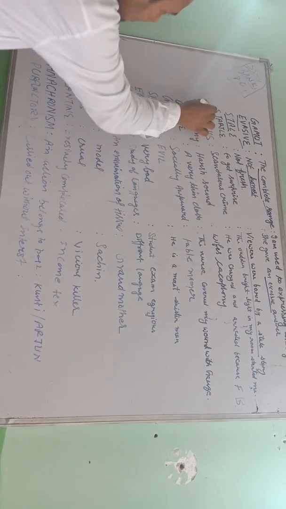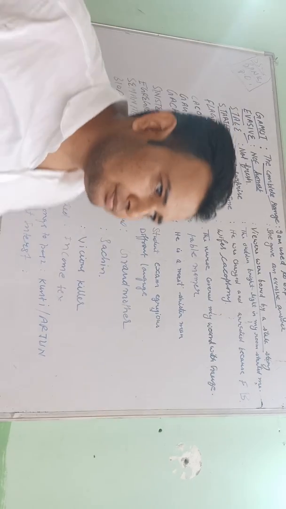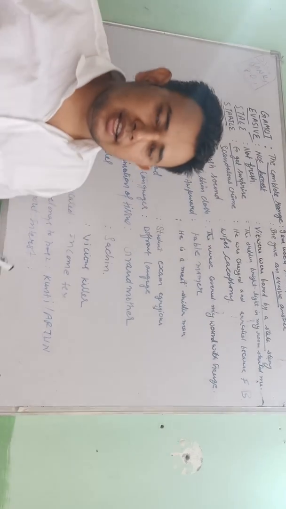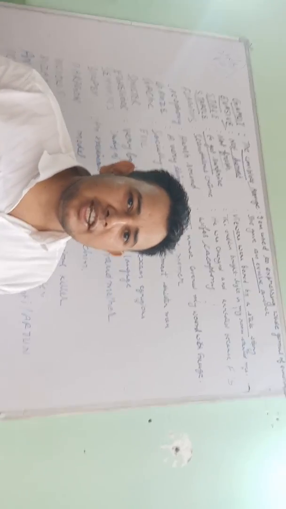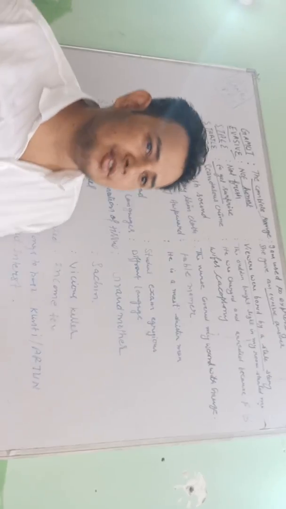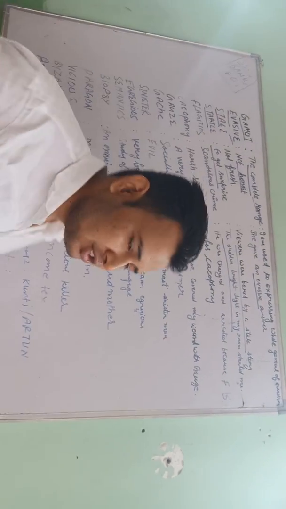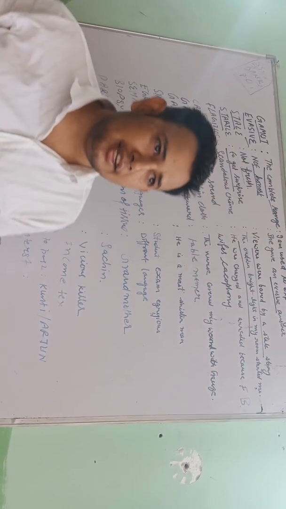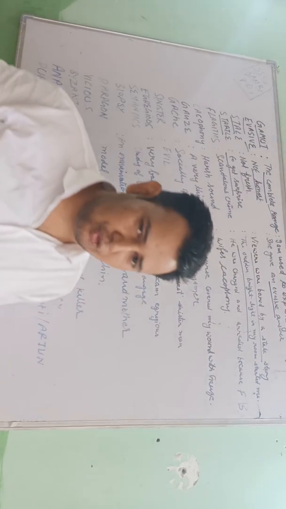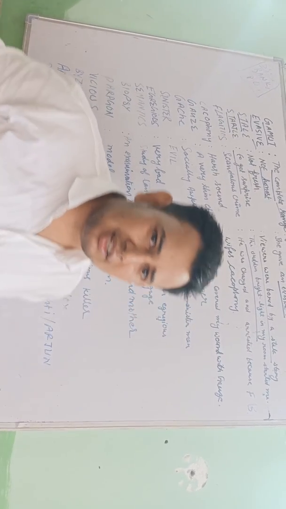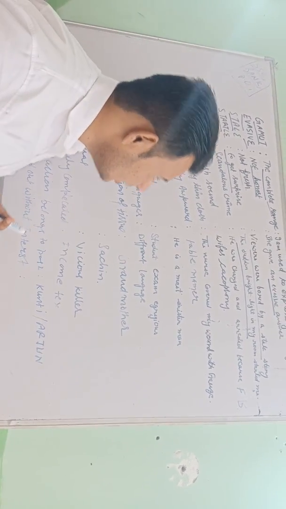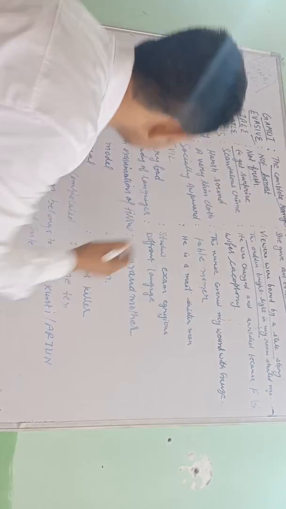Next is startle. Startle means to get surprised, to get astonished, when something suddenly comes before you. Over here, that sudden bright light in my study room startled me. When you were sleeping and suddenly a bright light comes and you wake up, it means you were startled. It was sudden. So, the sudden bright light in my room startled me. That is the meaning of startle.